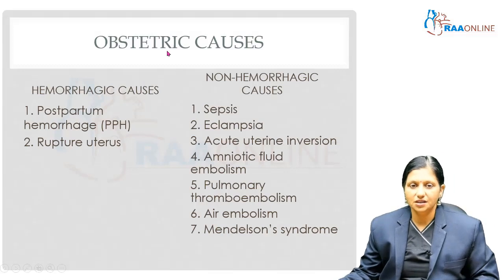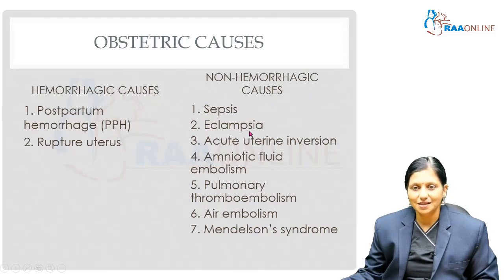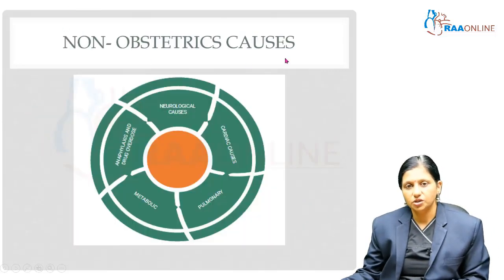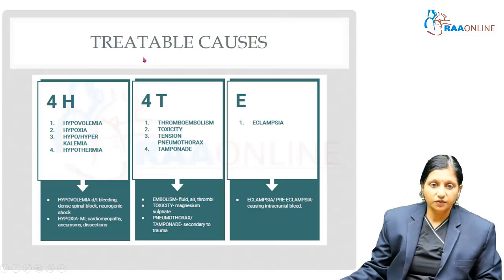Among the obstetrical causes, they can be classified as hemorrhagic and non-hemorrhagic causes of maternal collapse. Hemorrhagic causes include postpartum hemorrhage and ruptured uterus. Non-hemorrhagic causes include sepsis, eclampsia, acute uterine inversion, amniotic fluid embolism, pulmonary thromboembolism, air embolism, and Mendelson syndrome. Among the non-obstetric causes of collapse, we can have neurological, cardiac, pulmonary, metabolic, and anaphylactic causes and drug overdose.